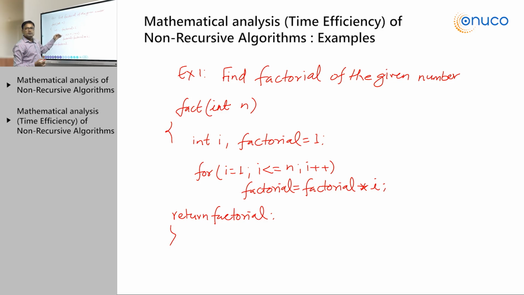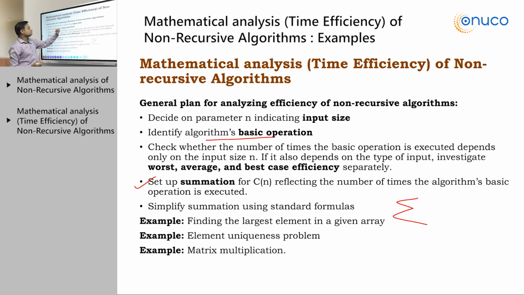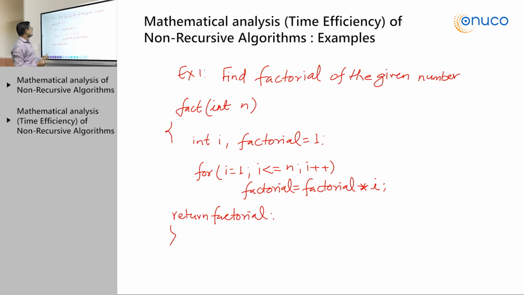As per the given general plan, we have discussed that first decide on the parameter and input size, right? So here the input size is n. Then we focus on deciding the basic operation. An operation that is repeated many times is called the basic operation, and in this particular scenario factorial is equal to factorial into I. That is repeating again and again until this condition fails. So this is the basic operation, right? Based on this loop, this basic operation is going to repeat from 1 to n times.